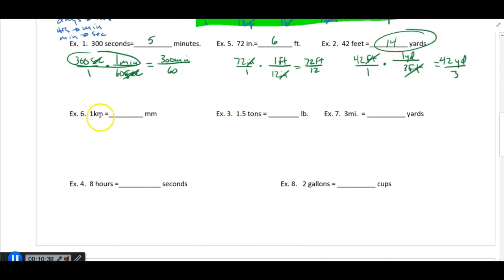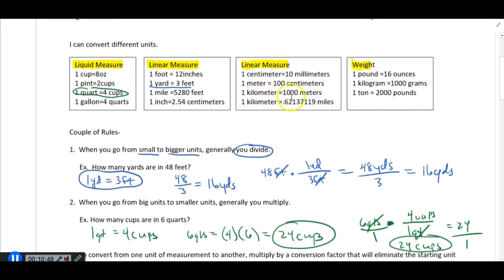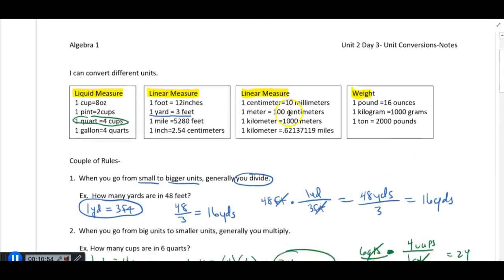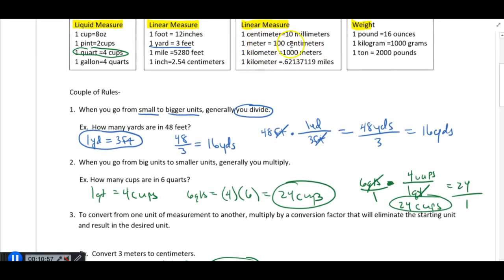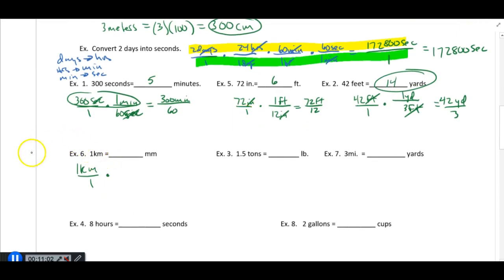Okay, 1 kilometer in millimeters. So 1 kilometer over 1 times. If I go to the chart up above, 1 kilometer, can I go straight from that to millimeters? 1 kilometer, meters, no, centimeters. So we're going to go from kilometers to meters, to centimeters, then to millimeters.